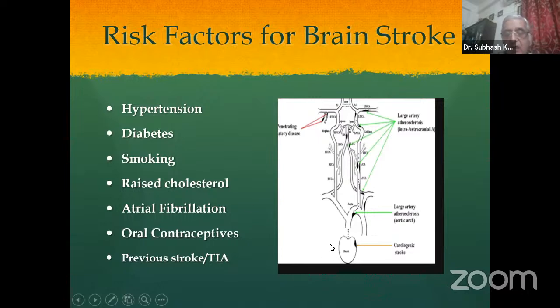But sometimes the clot can form in the heart itself and travel all the way from the heart into the brain. And that happens when the heart is having an irregular rhythm, which is called atrial fibrillation, which can come either because of rheumatic heart disease or because of old age itself. And then oral contraceptives can also lead to hypercoagulability of the blood. Now, these are all risk factors of stroke, but the most important risk factor of stroke is a previous history of stroke or a transient ischemic attack. That means this patient already has had an attack, so has a propensity of having one more attack.